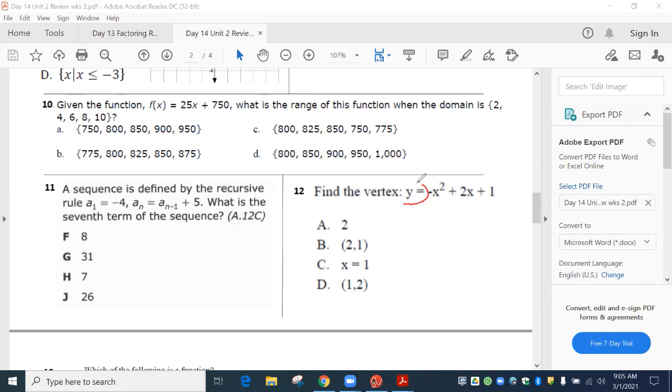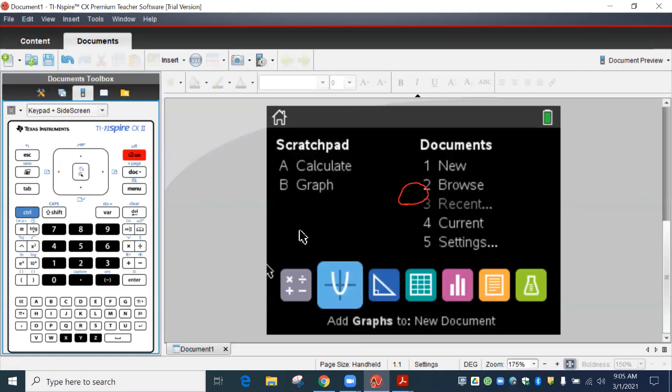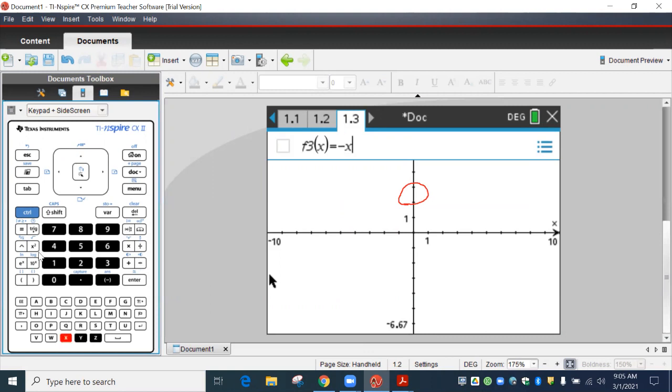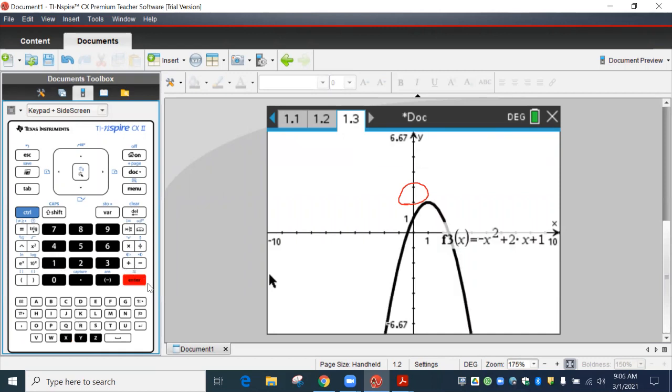What do we see right here that we like? All right. Anytime we have y equals, we're going to go plug this in the calculator. Then we'll come back and figure out what we're supposed to do. So we're going to type in this negative x squared plus 2x plus 1. So go start a brand new graph. We're going to type in minus x squared plus 2x plus 1. Hit enter.